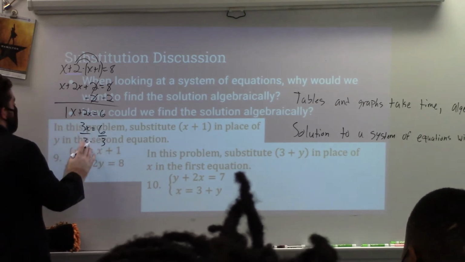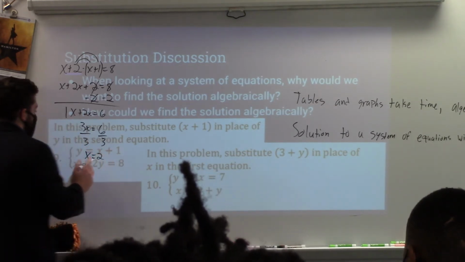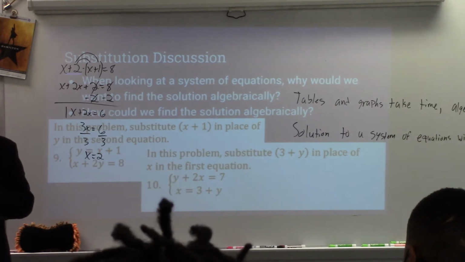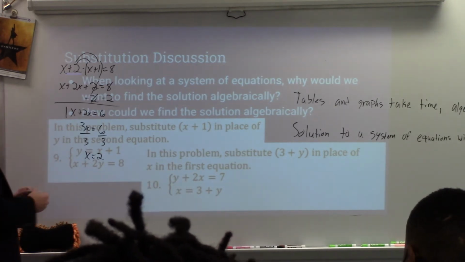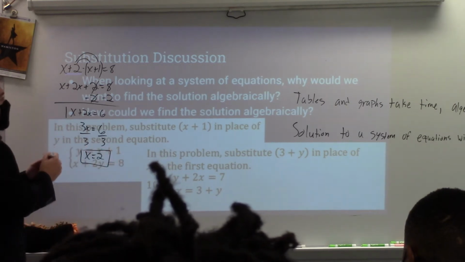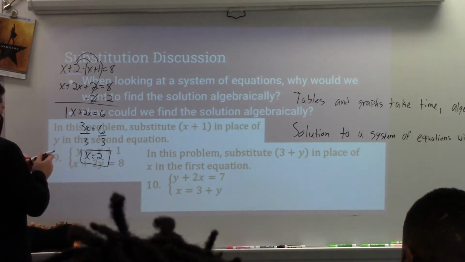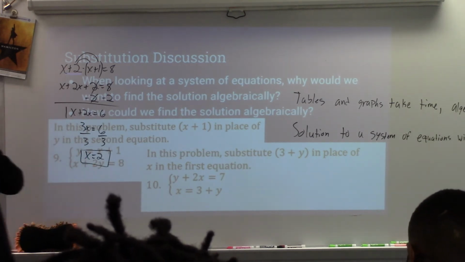Good. So we want to isolate that x, right? So that gives us x equals 2. So now we have x equals 2. Am I done? Can I move on to number 10? No, you gotta get the y. Yeah, because a solution is a point, right? So a point has an x and a y. So how can I find the y now?